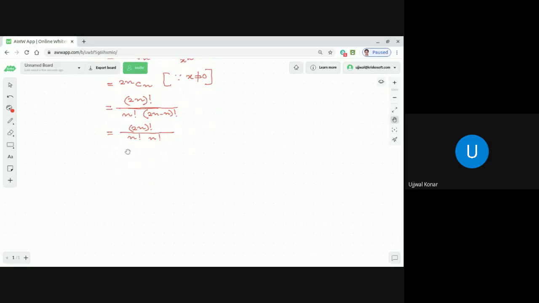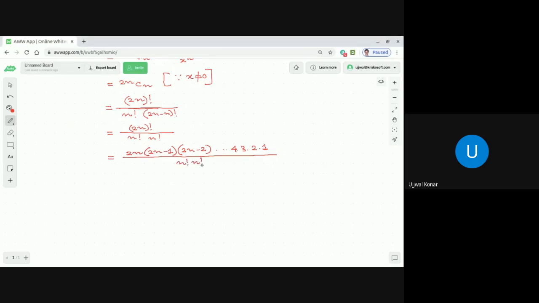Expand in the sense that let's apply the factorial n formula. If we apply the factorial n formula, that becomes 2n into 2n minus 1 into 2n minus 2, and in that way it goes up to 4 into 3 into 2 into 1. Correct or not? Yeah. And in the denominator, we are going to get n factorial into n factorial.